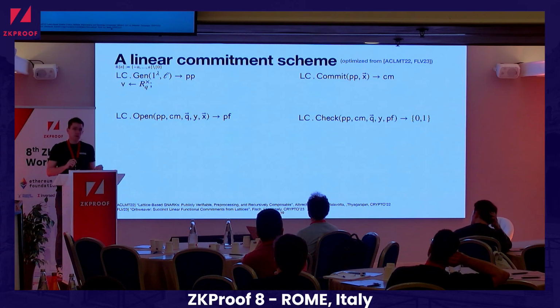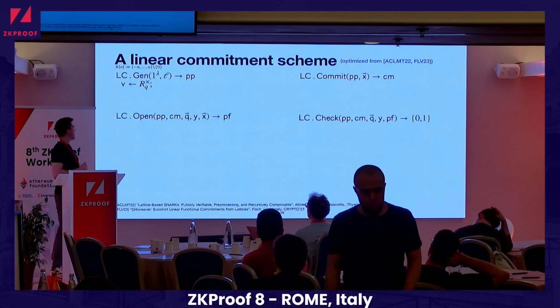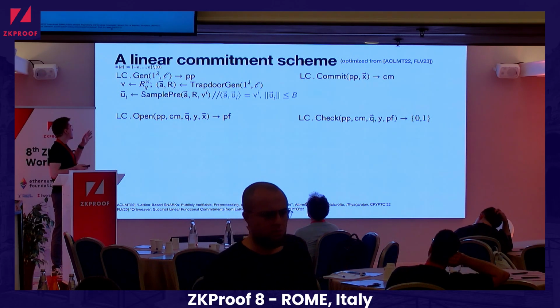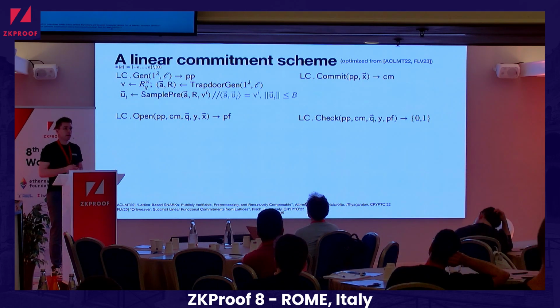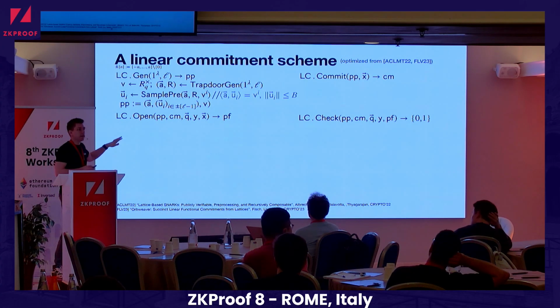So to do generation, we're going to sample some ring element V. So we work over some polynomial ring RQ. V needs to be invertible. That's why it's from RQ star. And then we're going to use pre-image sampling to sample some short vectors UI with the property that for the public vector A, when we do the inner product of A and UI, we get powers of V, both negative and positive powers of V. And then the public parameters are just going to be A and V and a bunch of pre-images.